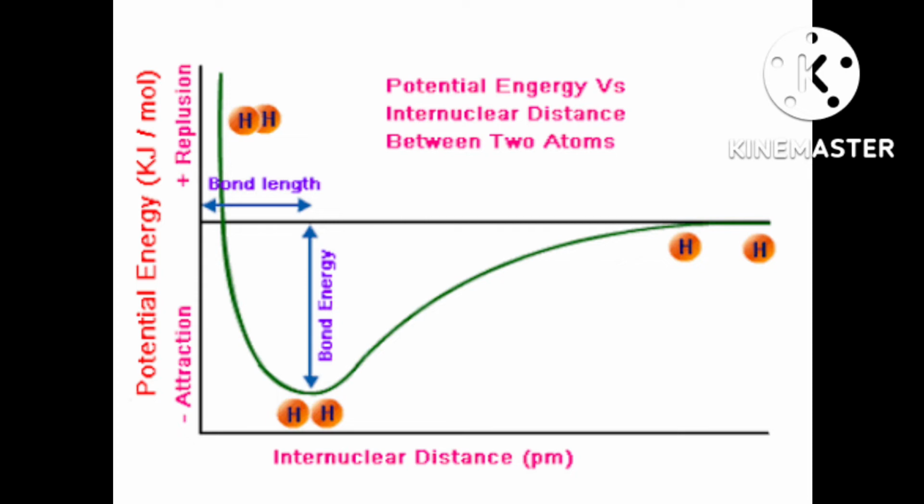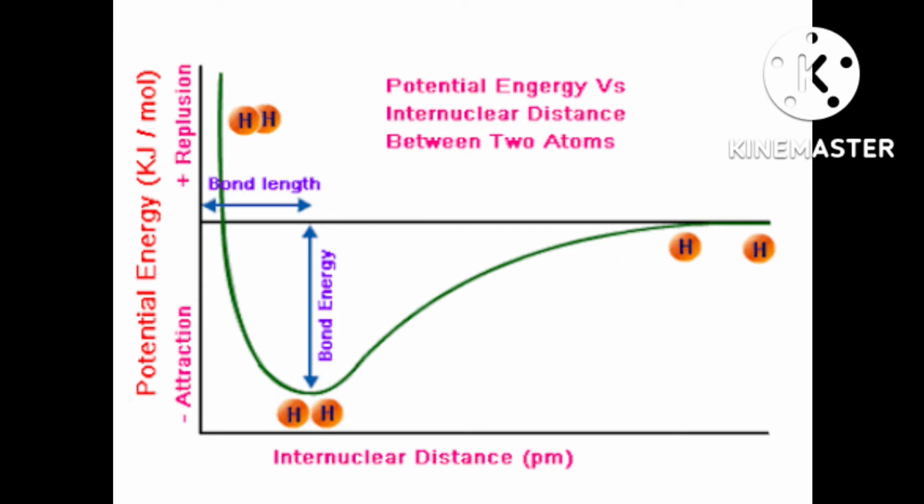Then here you are considering two atoms, A and B. What will happen when both atoms approach each other? If they come closer to each other. If they are very far, there is no effect. No effect. But if they come closer to each other, then they will feel two types of force: attractive force as well as repulsive force.